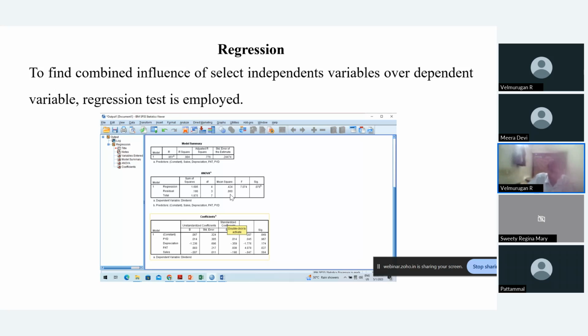In our example, we adopted advertisement. If we adopt advertisement, our sales rise from 100 to 140. If we make use of advertisement as well as discount, our sales increased by 60 rupees. That is called the combined influence. Finally, if we make use of advertisement, discount, and offer, our sales move from 100 to 180. This 180 rupees is the combined effect of advertisement, discount, and offer. This is the purpose of computing regression.